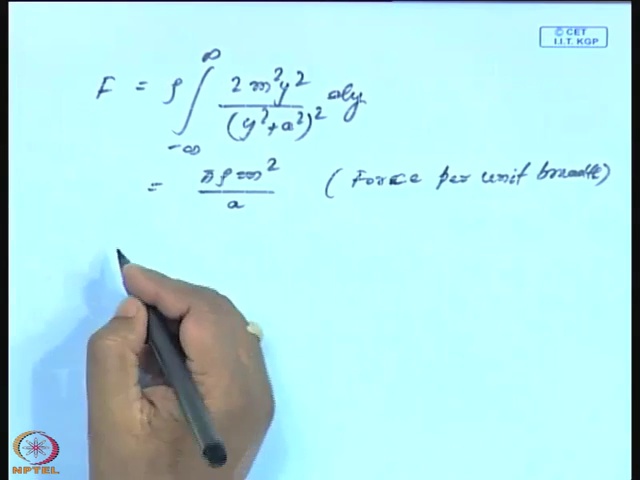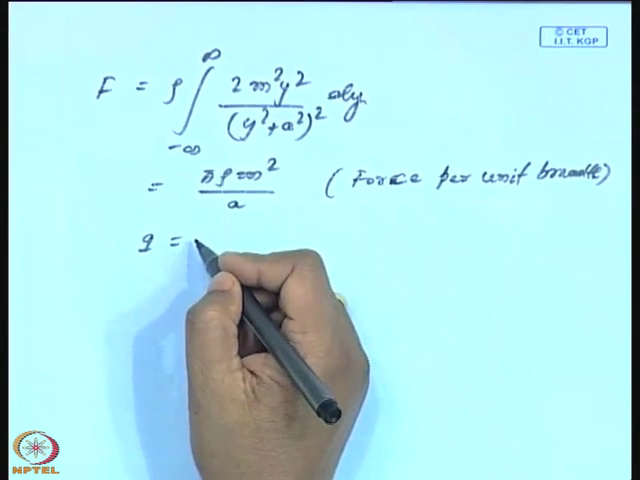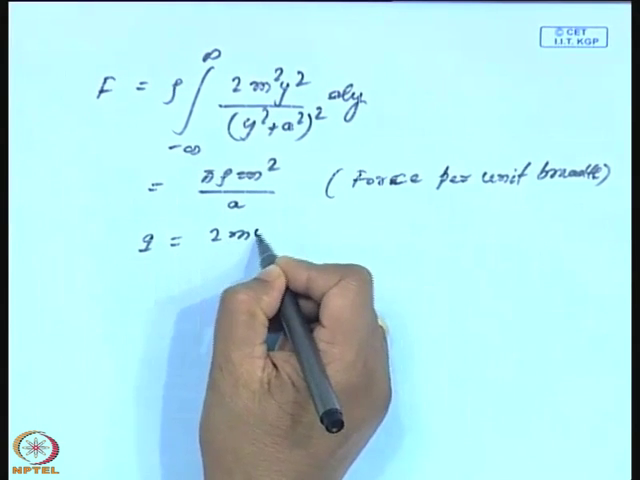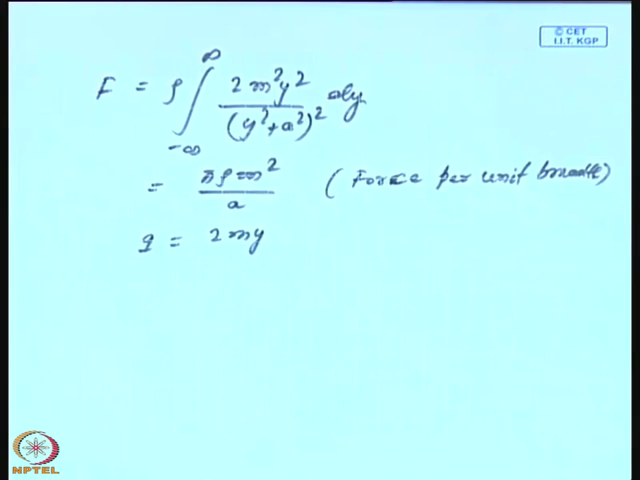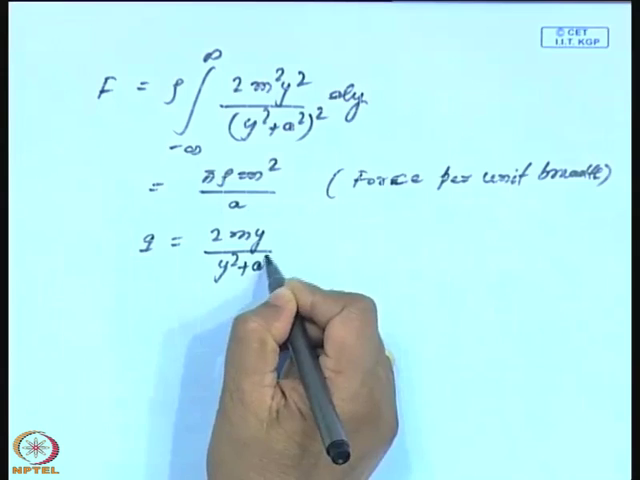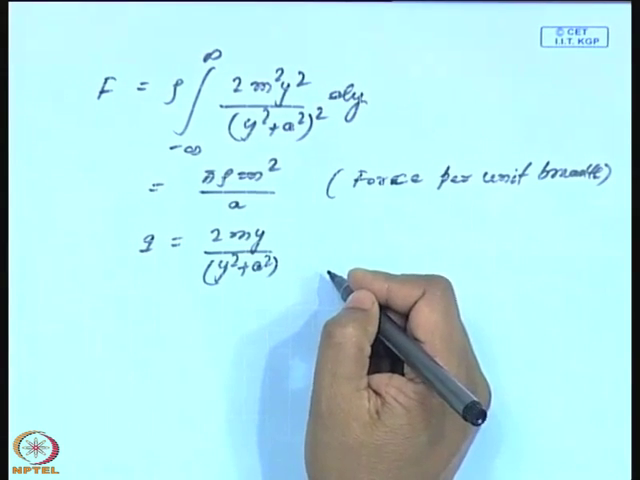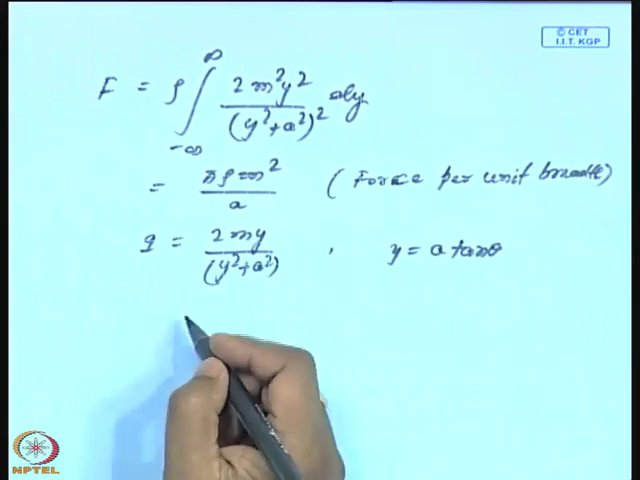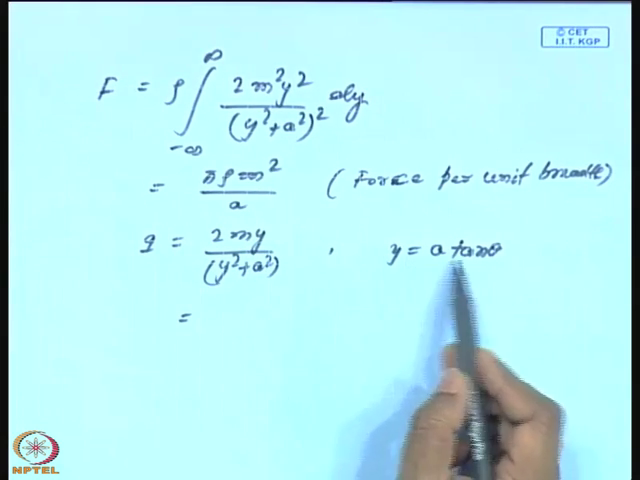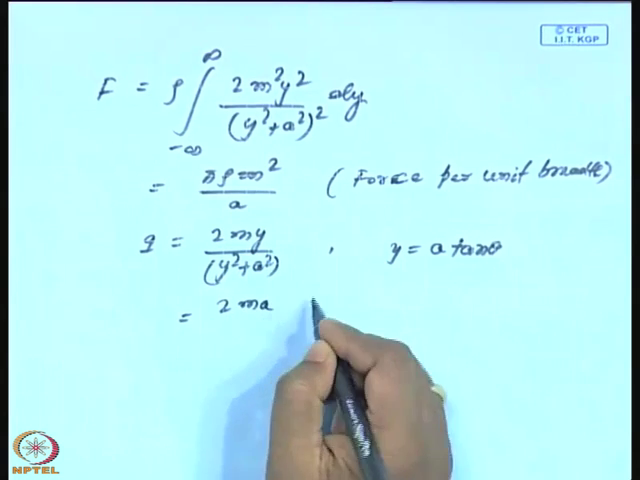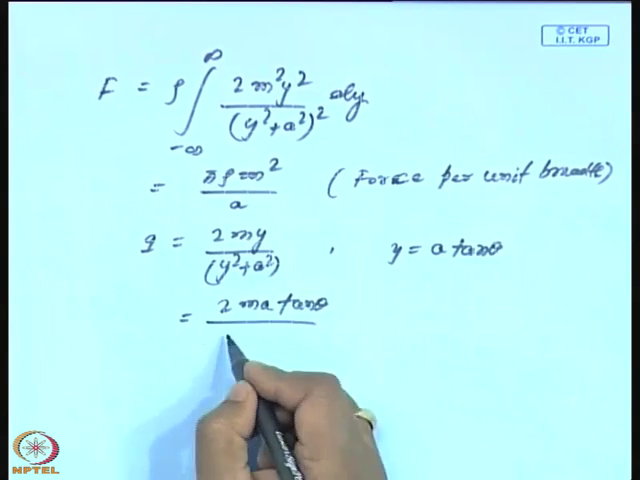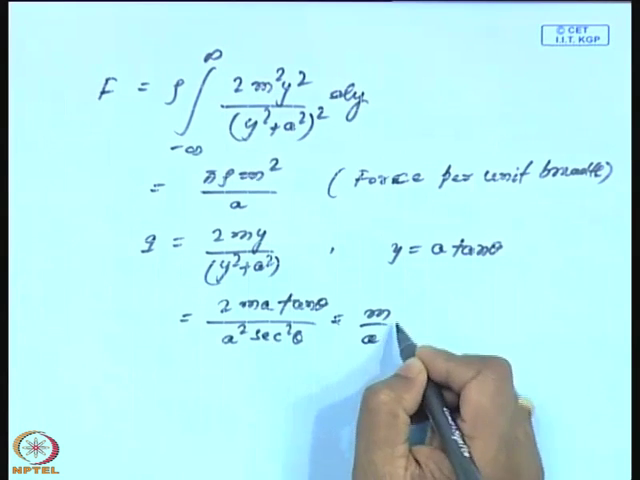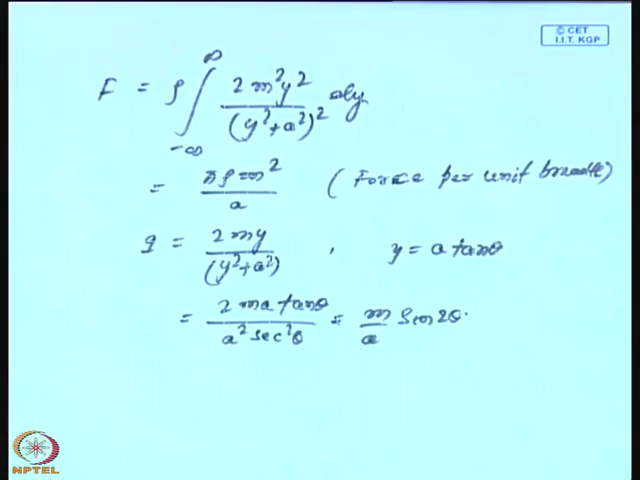Again, if I have the relation for q, on the wall q is 2m y by y square plus a square, and if I take y equal to a tan theta, then this gives me 2 m a tan theta by a square sec square theta, and that gives me m by a sin 2 theta. That will give me the velocity.